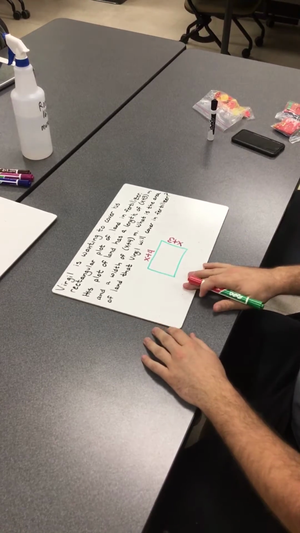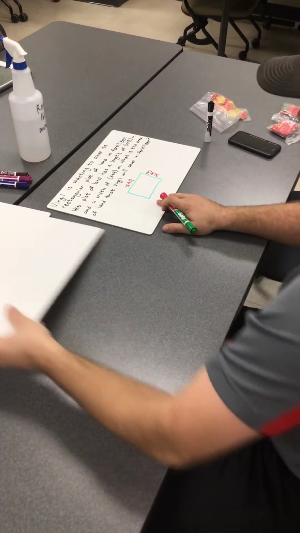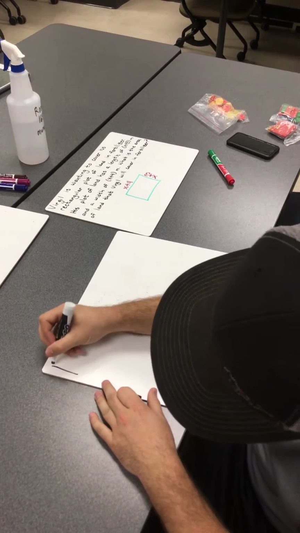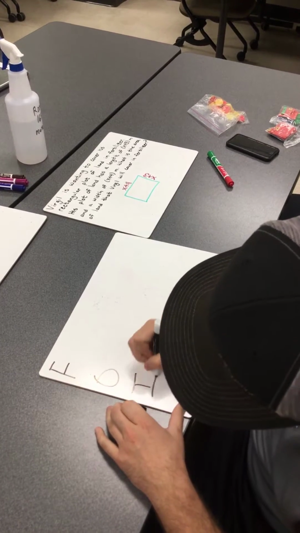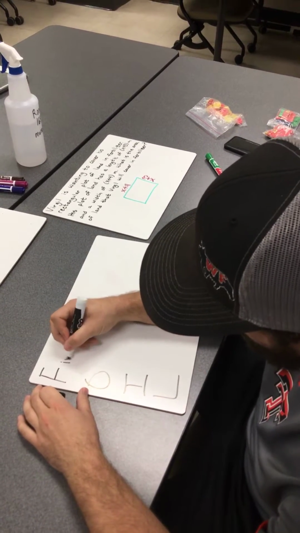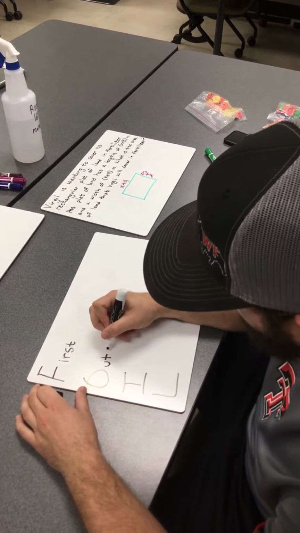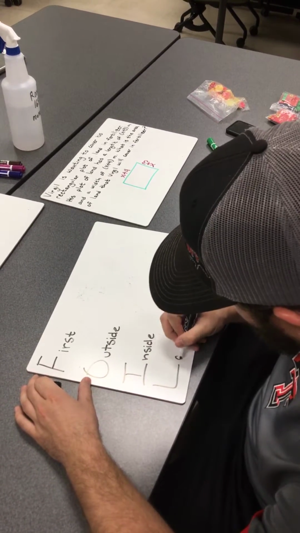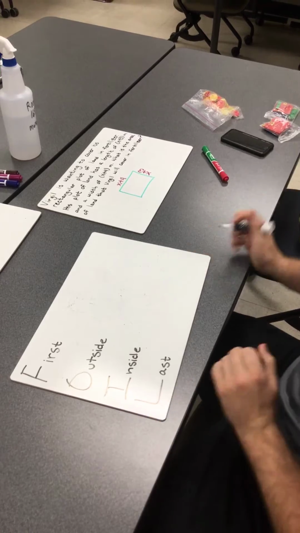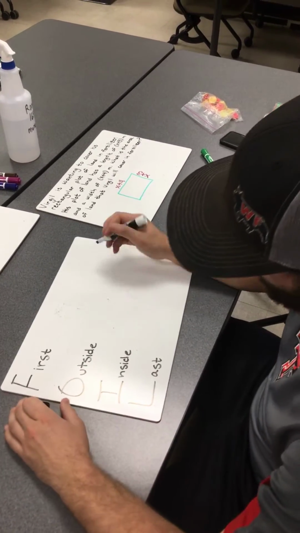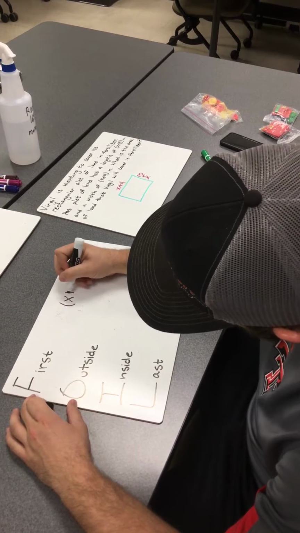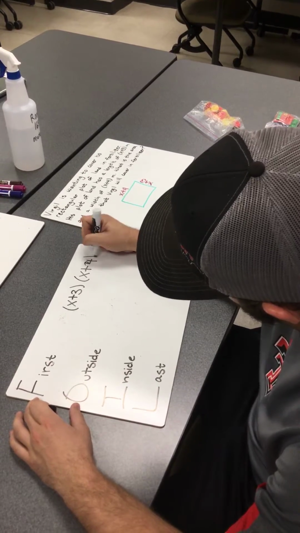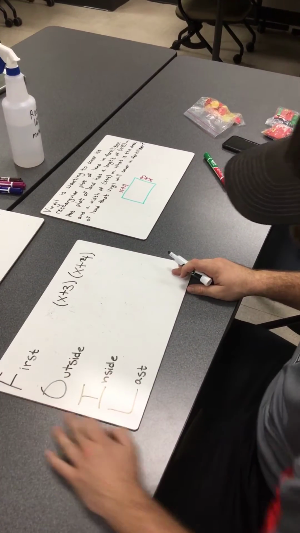So the first method that I'm gonna use to show how we would multiply these two together is called the FOIL method. So the FOIL method is first, outside, inside, last. So let's go ahead and we're going to set up our two binomials right here. So it's x plus 3 times x plus 4.